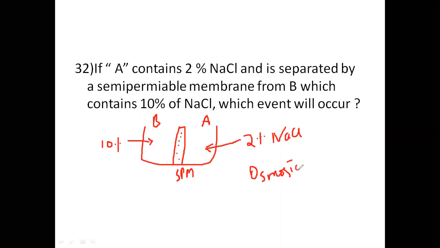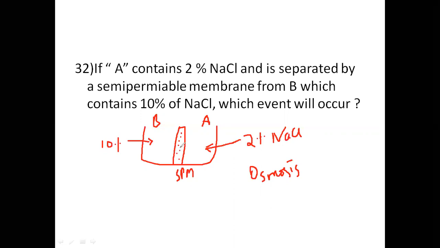What is osmosis? Movement of the particle. Which particle? Solvent particle only, from the lower concentration to the higher concentration through a semi-permeable membrane. Actually, through this semi-permeable membrane, only the solvent particle can move around, not the solute particle.